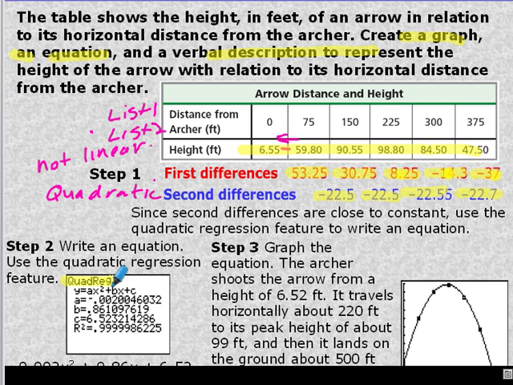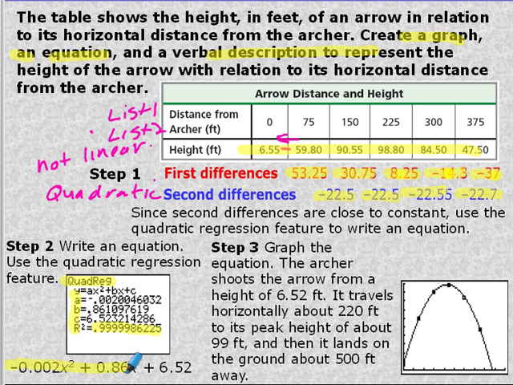and it will generate the parameters for your standard quadratic function. So in this case, your a is negative 0.002, your b is 0.86, and your c is 6.52. Very high correlation coefficient. So this is what your equation is going to be. You're going to plug in your a, b, and c. Once you have that, you can choose to graph it with the methods that we learned, or you could just plug this equation into your graphing calculator and graph it that way.